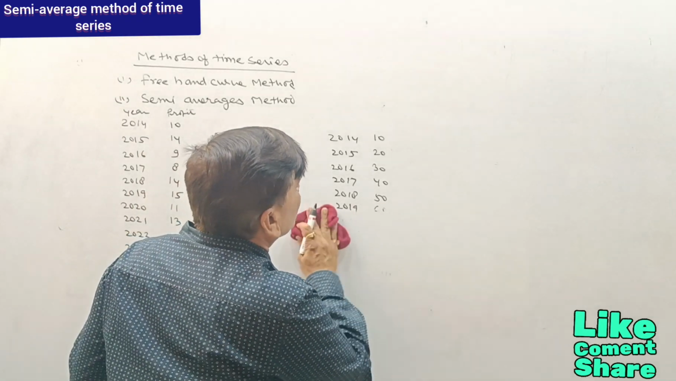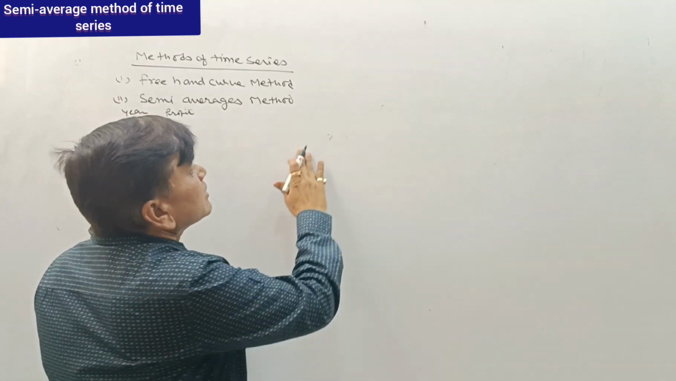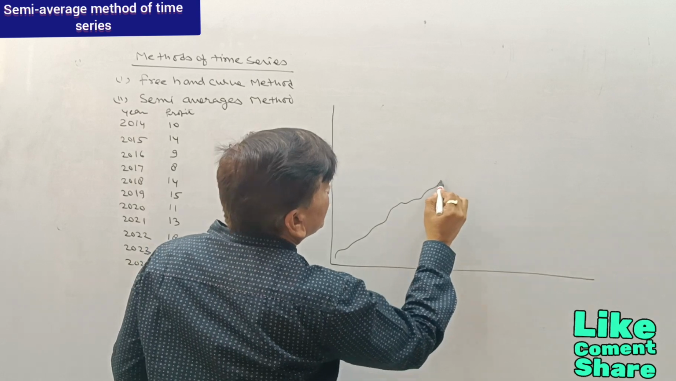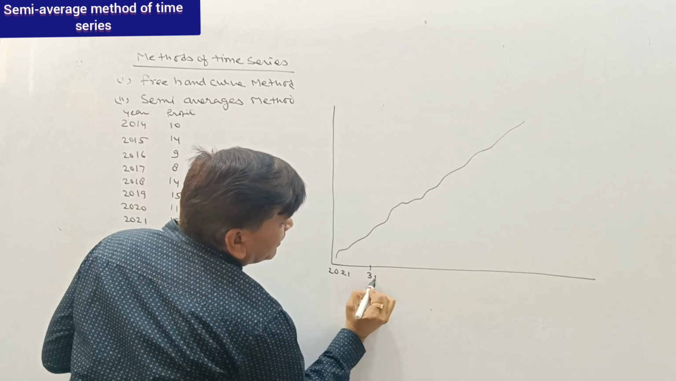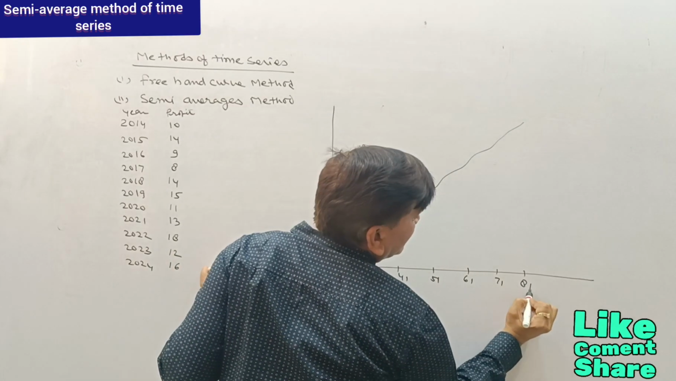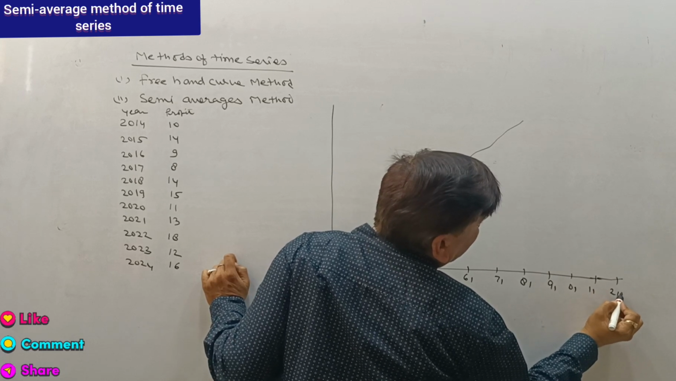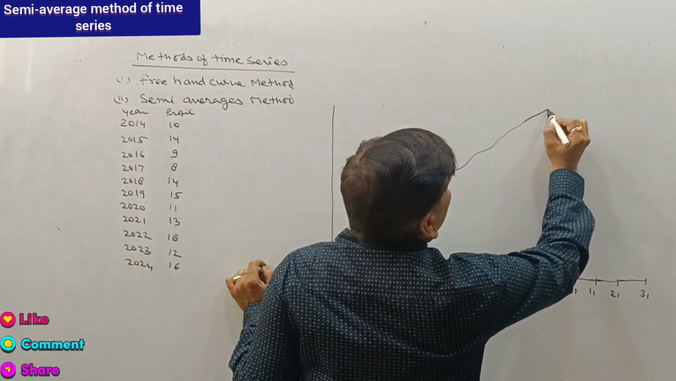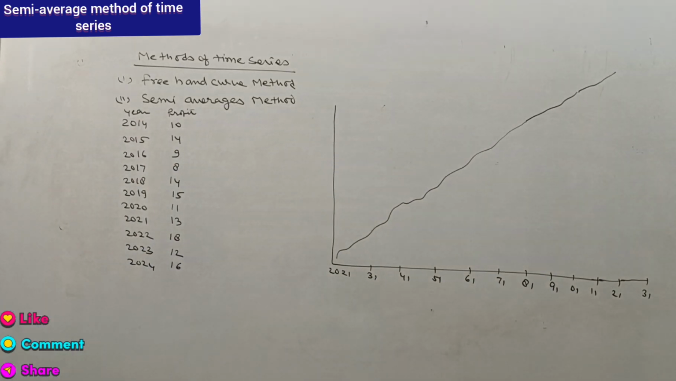So we have the first method, called the freehand curve method. Suppose this is population data. The population graph is increasing. Suppose this is for 2021, 31, 41, 51, 61, 71, 81, 91, 01, 11, 21. If we forecast for 2031, what will the data be? The population data looks like this, so this is a trending form of data.